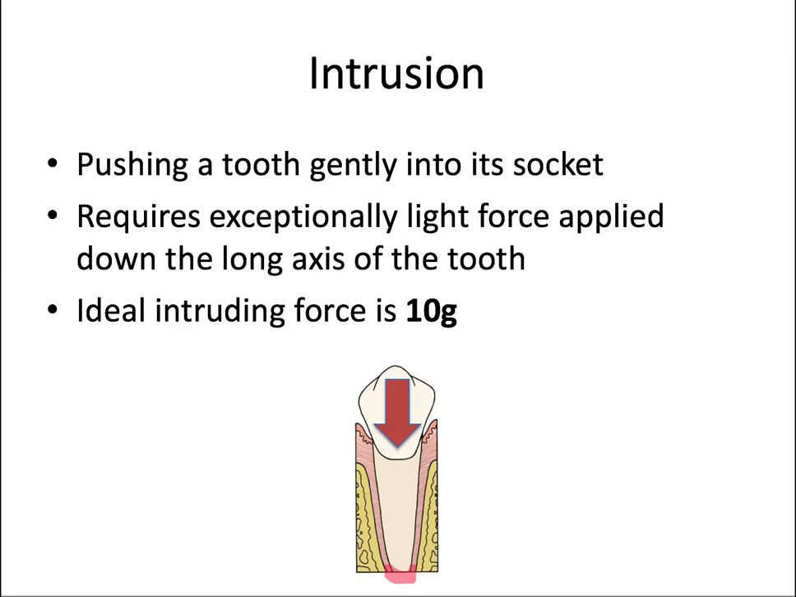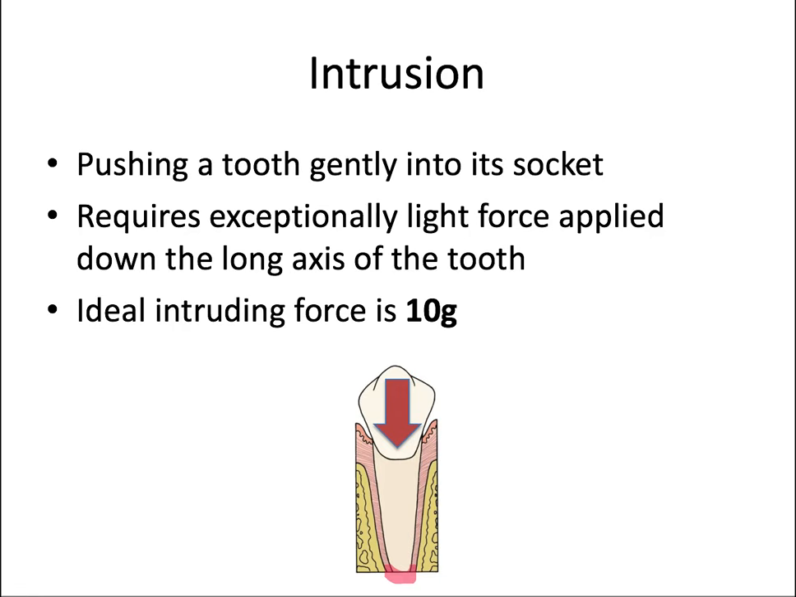And lastly, we have intrusion. This is referring to pushing a tooth gently into its socket. This type of tooth movement requires exceptionally light force applied down the long axis of the tooth so that the PDL is compressed just at the root apex. The ideal intruding force is incredibly light at about 10 grams because a very small area of PDL is being compressed in this type of tooth movement. And for that reason, it can be particularly challenging to do correctly.